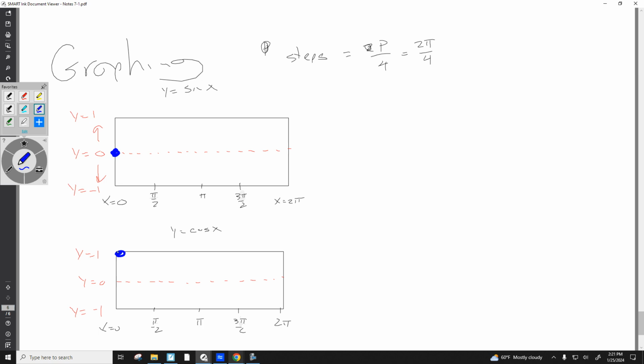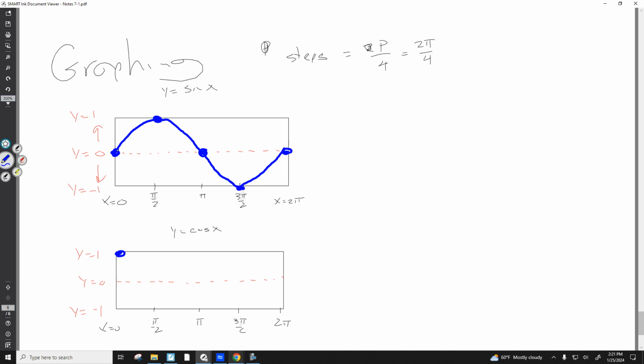Cool. What happens next? Do I go up or down at pi over 2? What is the sine of pi over 2? This is the one question. What's the sine of pi over 2? Is it positive 1 or is it negative 1? Okay, so we can kind of figure out from there, understanding repetition, maxes and mins, positive 1, 0, negative 1, 0. This is the graph of one period of sine.